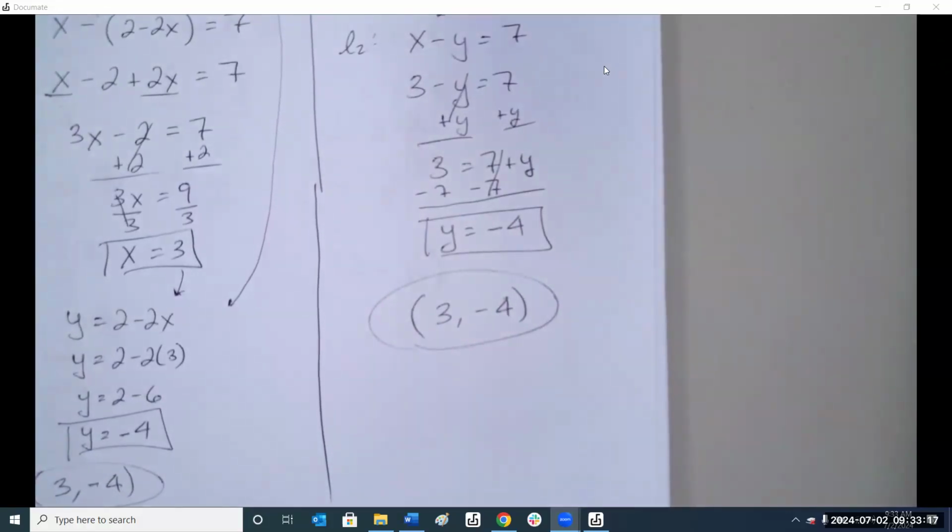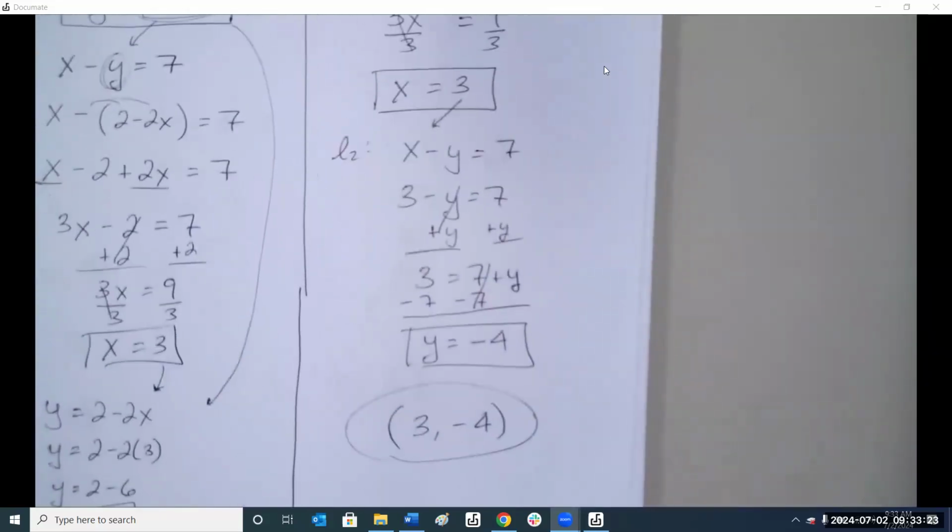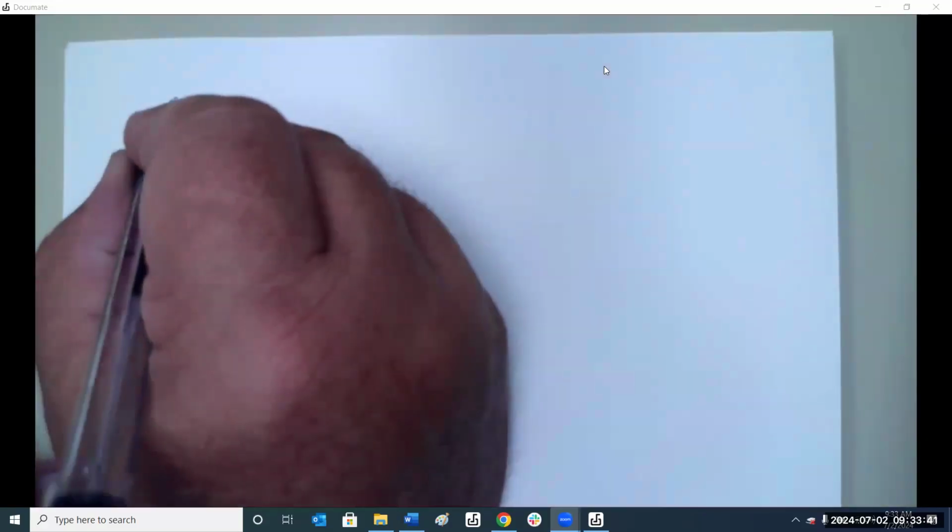Which way is better, you think? Yeah, it's obviously much shorter. Let's do another example with those guys. If we were using graphing, how would you graph those? Exactly. Put them in slope-intercept form, graph them. And it all depends on how nice your graph is, whether you get a good answer or not.